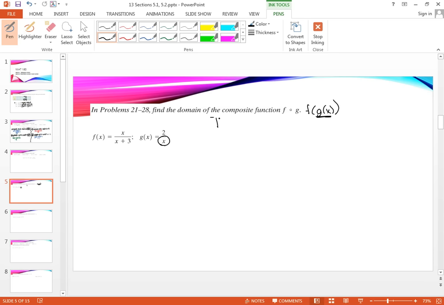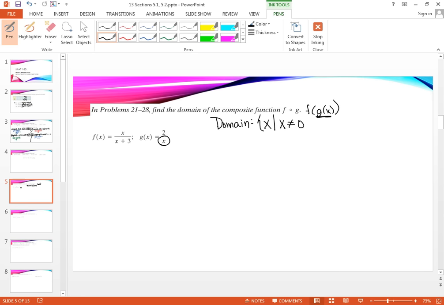Okay, so I'm kind of starting the domain. So all X such that X had better not be 0. Okay, but notice I'm not going to finish it. I'm not going to put my closing brace, because now what I need to do is actually find the composite function and see if there's anything else that needs to be restricted.